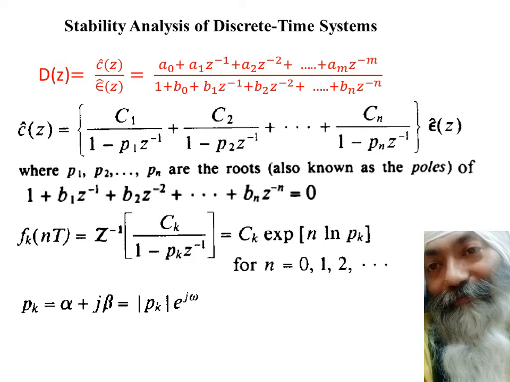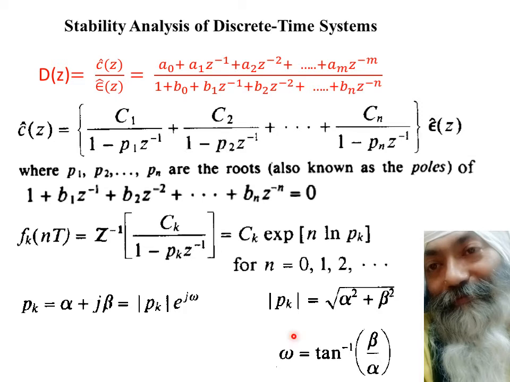So we come back to this pk. What is the modulus of pk? What is the magnitude of this? That is given by the square root of alpha square plus beta square. You can very well see this is a complex number, and the magnitude is given by the root of alpha square plus beta square. The angle omega is given by tan inverse of beta upon alpha, where beta is the imaginary part and alpha is the real part. This is something known to us right from the first semester, and you might have studied it in some course on complex numbers.